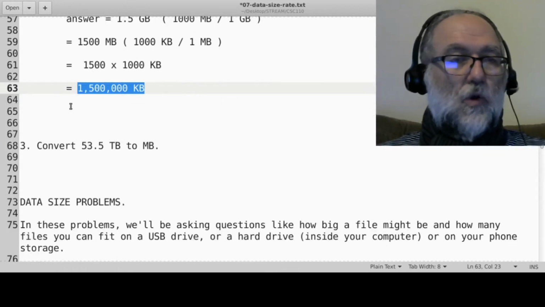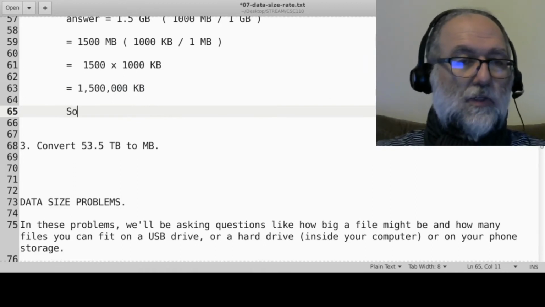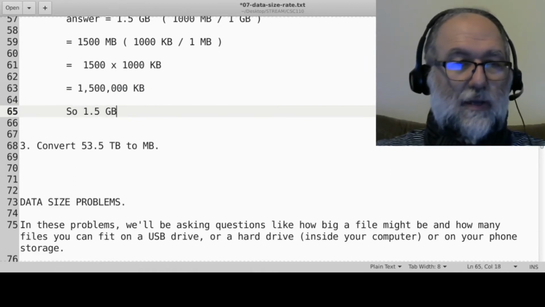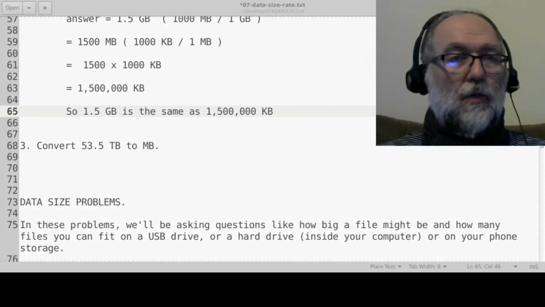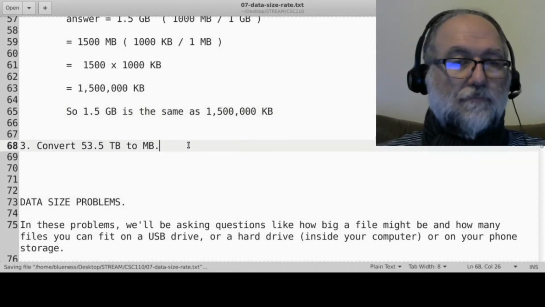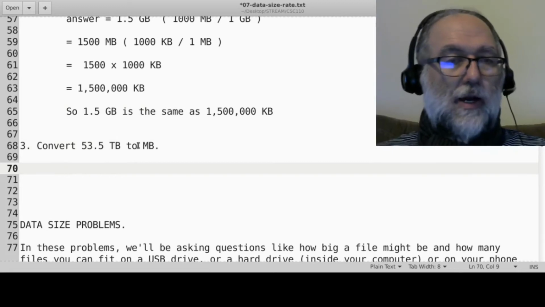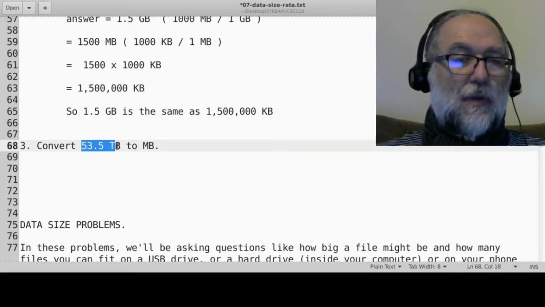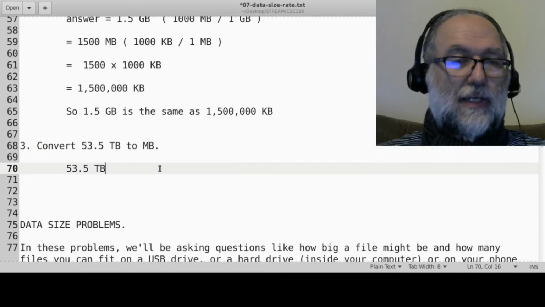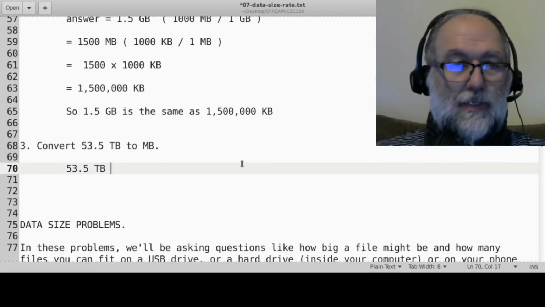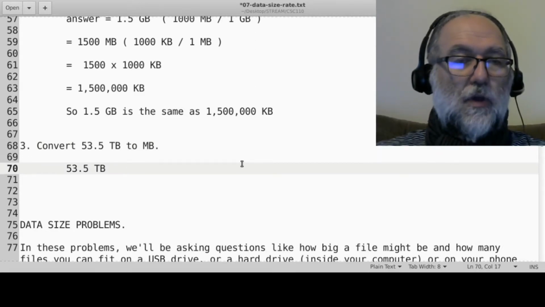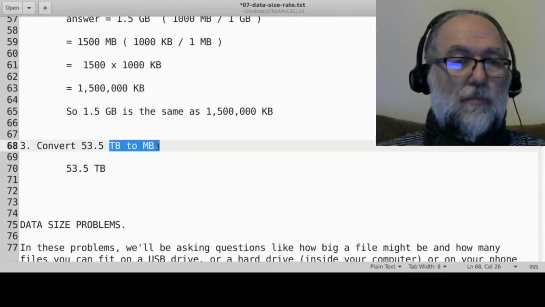And there's your answer. Okay, and so you could write 1.5 gigabytes is the same as 1,500,000 kilobytes, like that. All right, great. Let's do one more. And we'll just use that second technique because it's the easier technique to use. We have here terabytes and we want to go to megabytes.